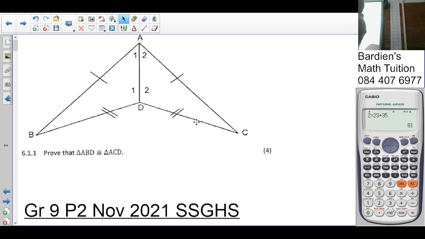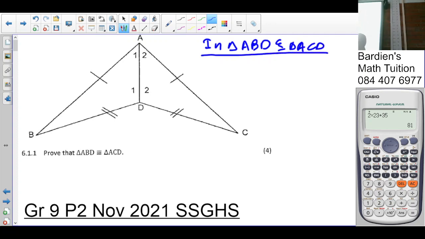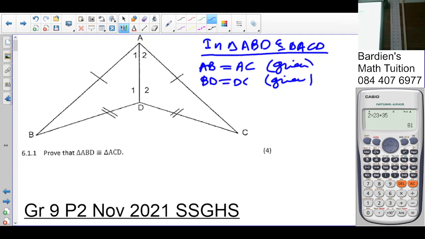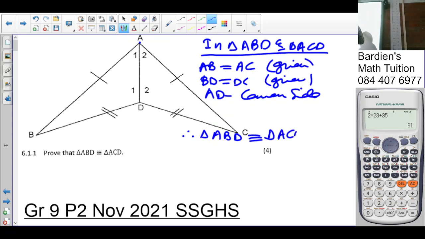There are 4 cases of congruency: side, angle, side; angle, angle, side; side, side, side; and RHS. So how do we start with our congruency? We say in triangle ABD and triangle ACD, what can we say? AB is equal to AC. Why? Given. Then BD is equal to DC. Why? It's also given. Then AD is common. So I can conclude therefore triangle ABD is congruent to triangle ACD. Why? Side, side, side.